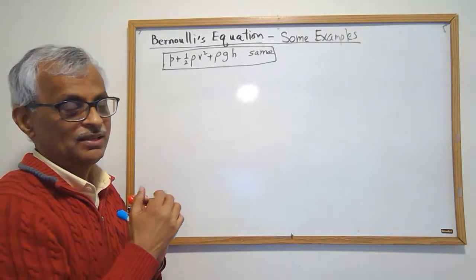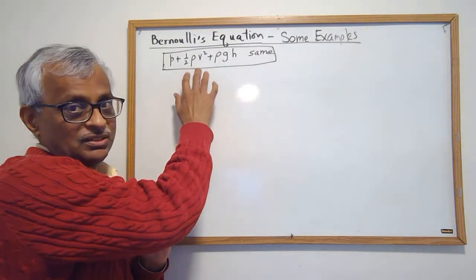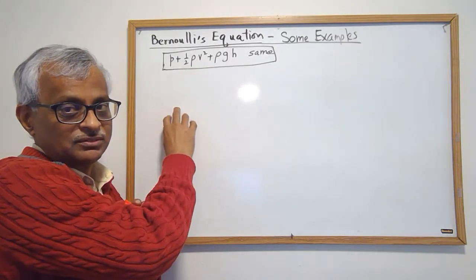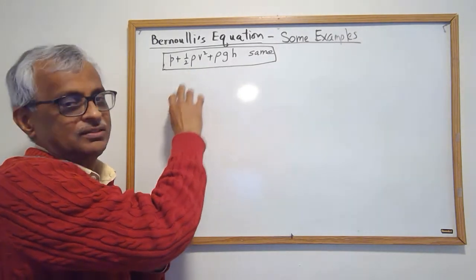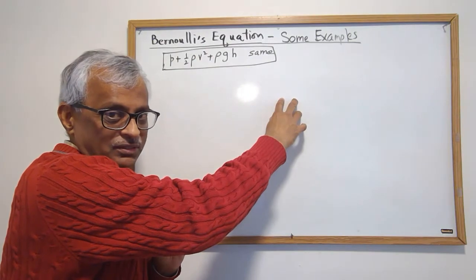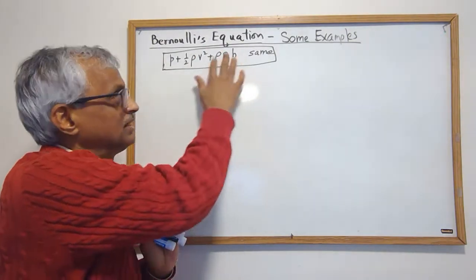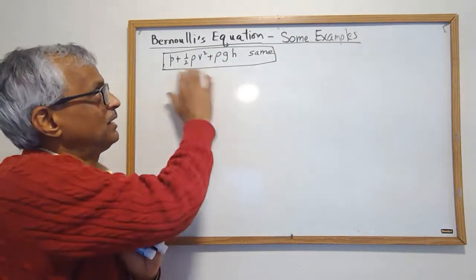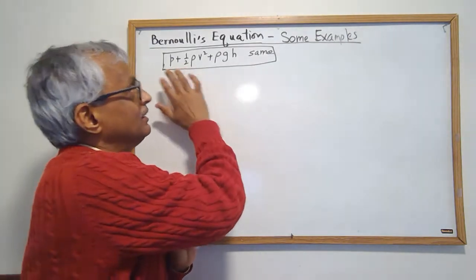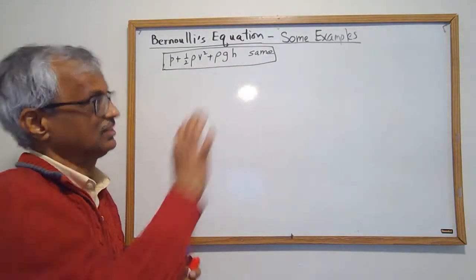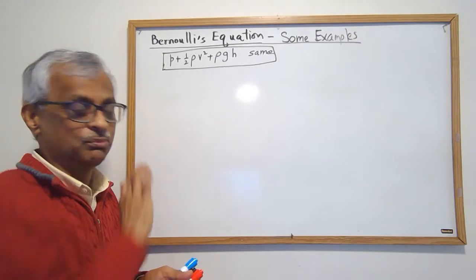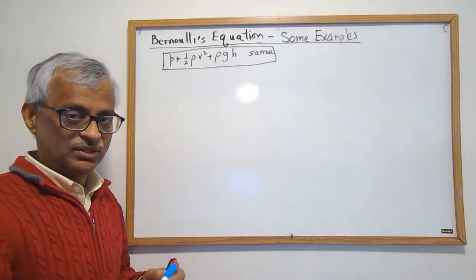Very important, right? This combination at one point is the same as at another point. So two points are compared to get an equation. This by itself is not an equation. This is just the same combination, and it's an easy way to remember Bernoulli. So let's look at an example.